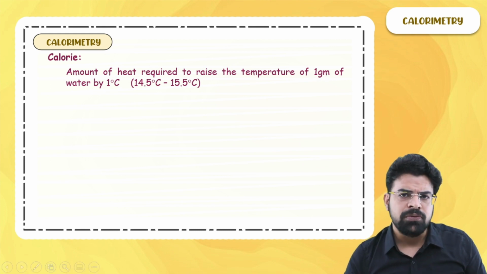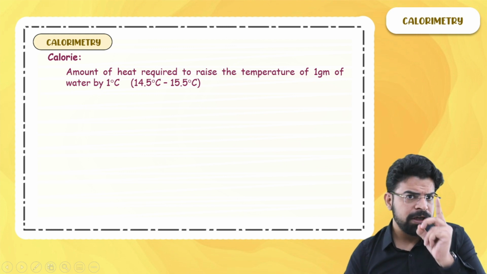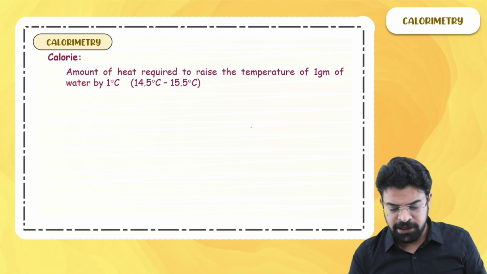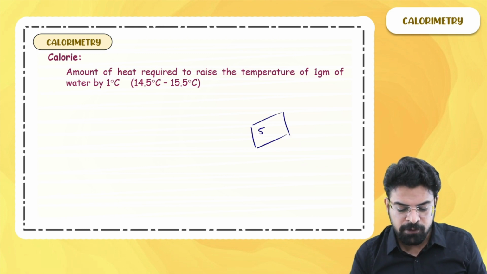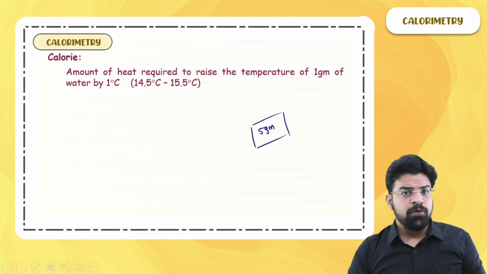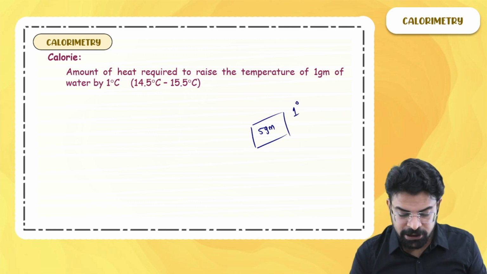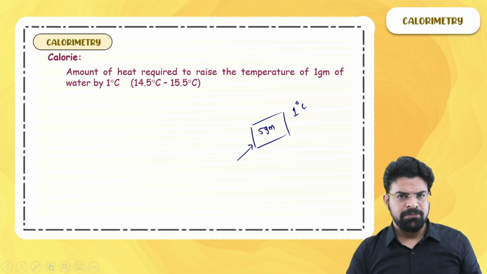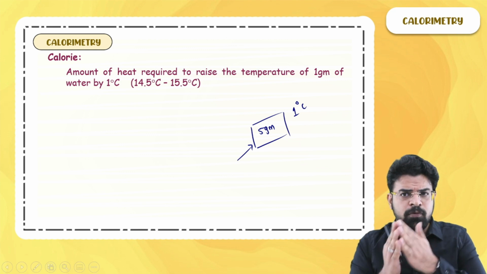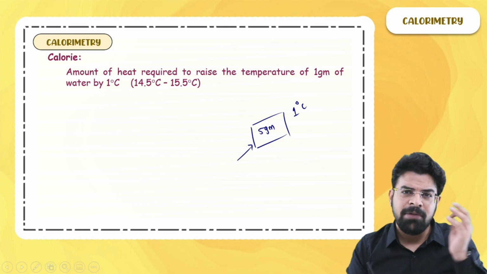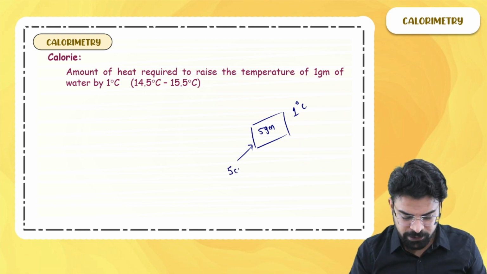If I ask you, if 1 calorie is the amount of heat required to raise the temperature of 1 gram of water by 1 degree centigrade, if rather than having 1 gram of water, you have got 5 gram of water, and you wish to raise the temperature of this 5 gram of water by 1 degree centigrade, then how much heat has to be given? So you'll say, if to raise the temperature of 1 gram by 1 degree, I have to give 1 calorie, then to raise the temperature of 5 gram by 1 degree, I should give 5 calorie.